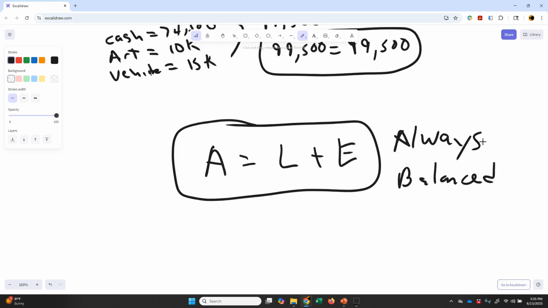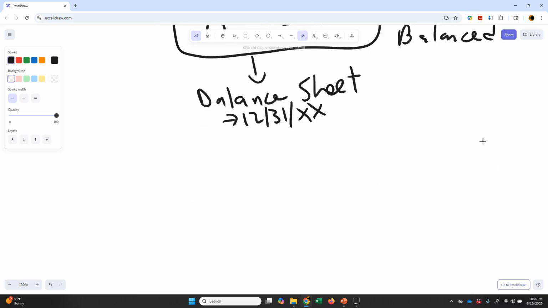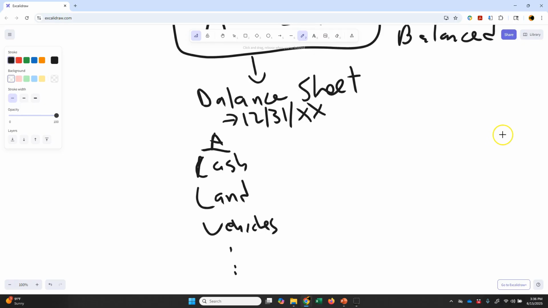And in fact, one of the king financial statements, when you're going to present what's going on with your business to your financial statement readers, is the balance sheet, as we call it. The balance sheet is going to be dated usually at the end of the year. So let's say 12/31 of whatever year, and you're going to show as of this day, at the end of the day, what are the balances? How much do you have in cash? How much do you have in land? So cash, land, vehicles, and so on. You're going to list out all your assets.